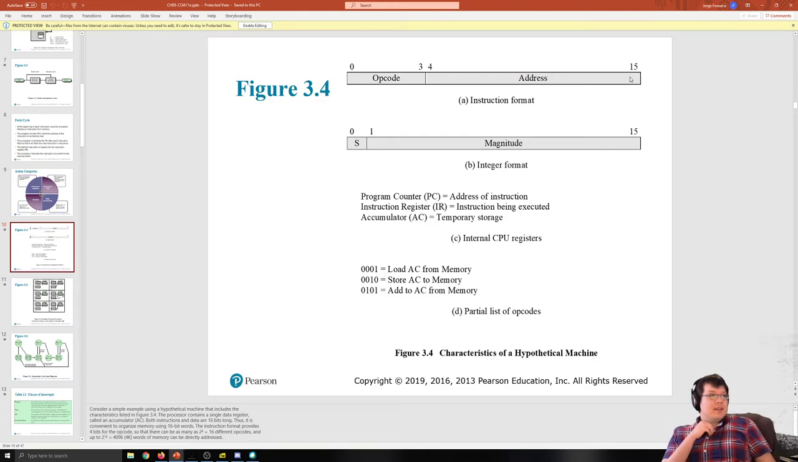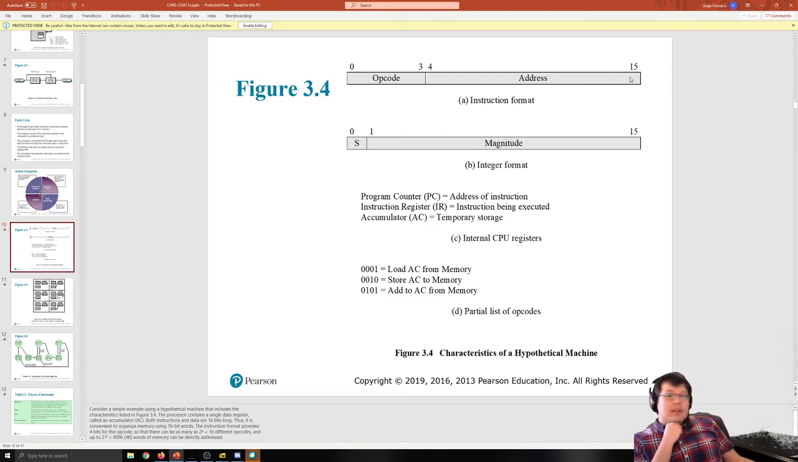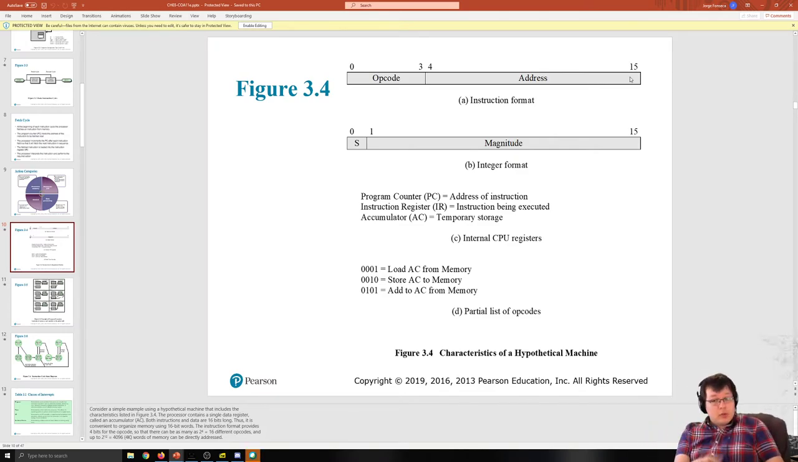Like 2 to the 15th. Yes, 2 to the 15th is indeed correct because there's 16 bits, but one is for the sign bit, so that gives you 15. No, why are you putting 2 to the 15 minus 1? No, because 2 to the 16 would be if it was unsigned. So 2 to the 15 is actually correct. Not 2 to the 15 minus 1. So yeah, 2 to the 15.